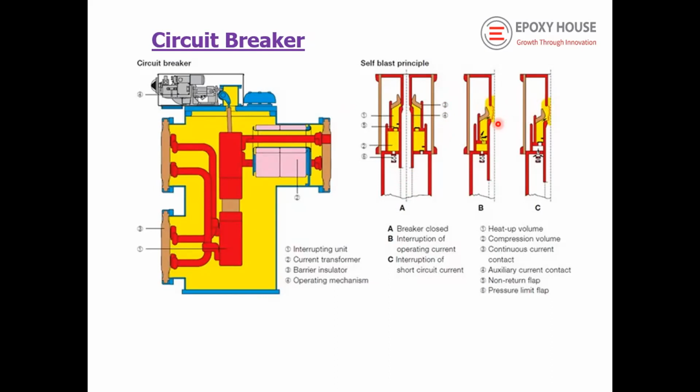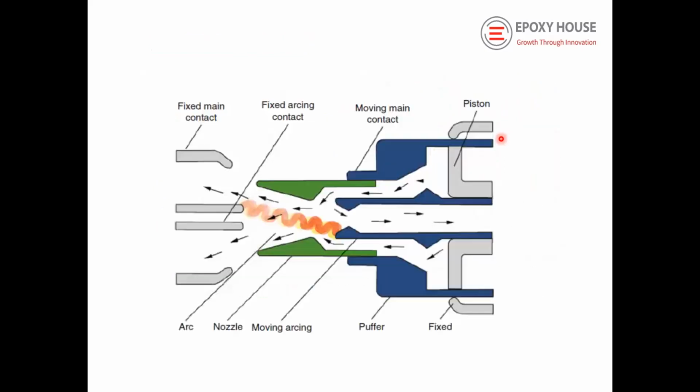Because of the arc, the gas is coming out and the arc is extinguished. That is the function of this self-blast circuit breaker. This is mainly a nozzle, a very important component in the function. Various types of materials have been worked out. Presently, people are using PTFE.